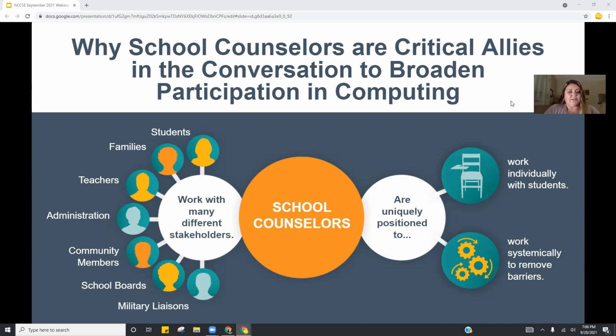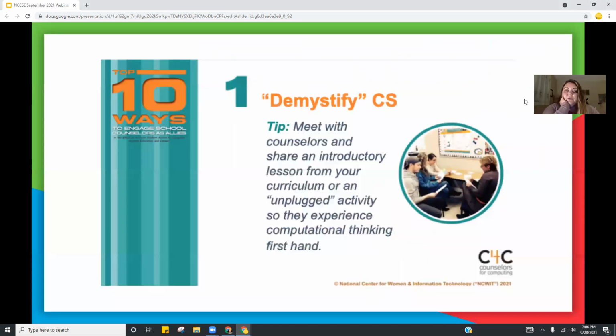So go ahead, let's go to the next slide. Counselors for Computing came up with 10 ways that we suggest that administrators and teachers engage with school counselors to help this process along, because not every school counselor is as dedicated to computer science as everyone else, right?